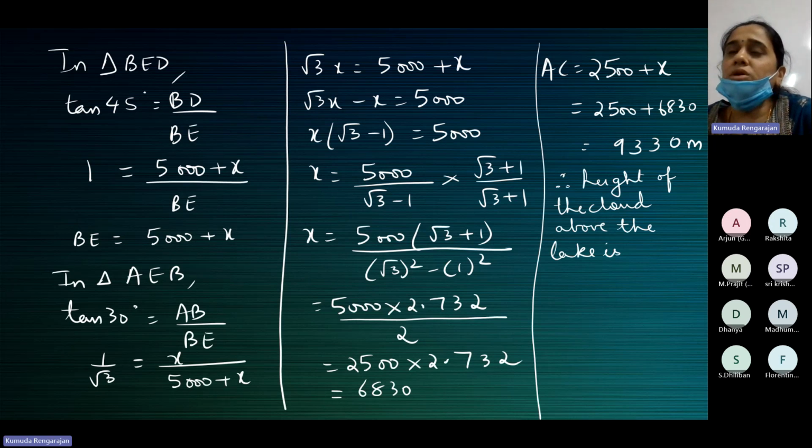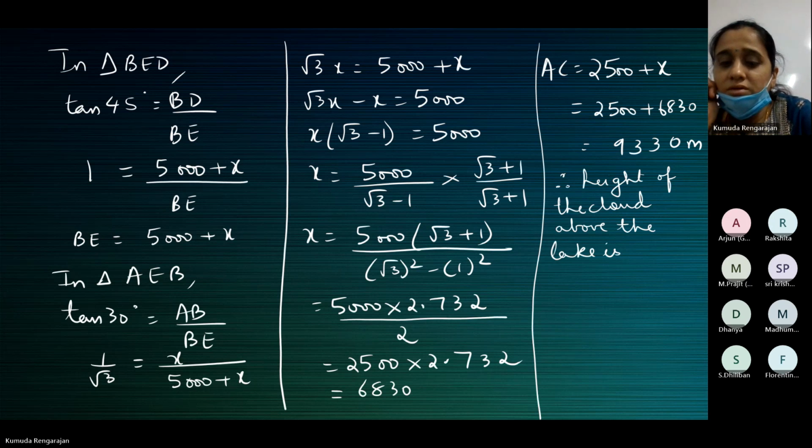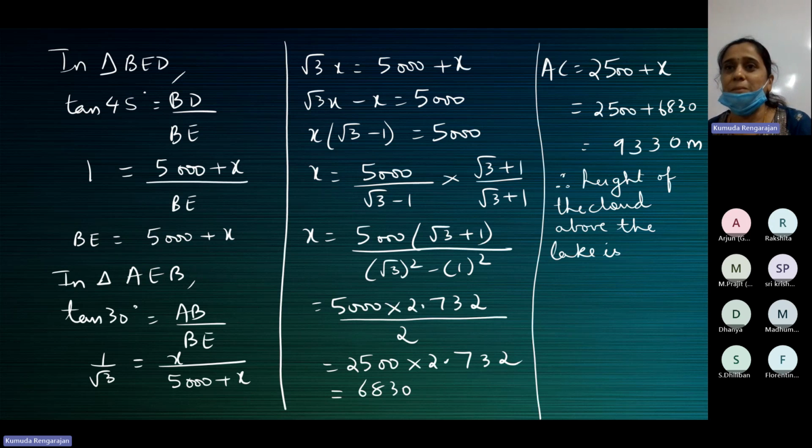See, in the NCERT book, many answers are left in root 3 itself. That doesn't mean that it's correct. As a student, we have to take the value of root 3 and give the final answer as a decimal. See, but in decimal also, we got 6830 itself.